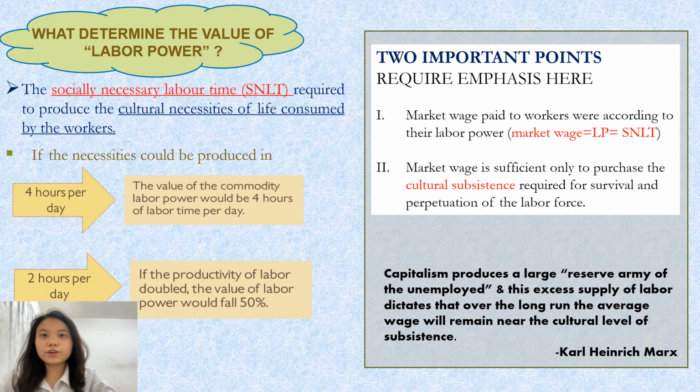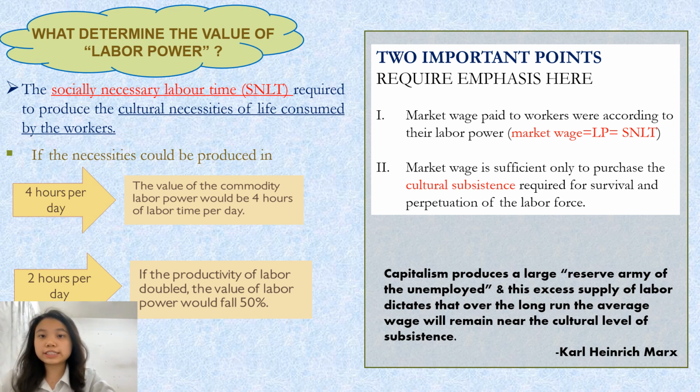What determines the value of labor power? The SNLT required to produce the cultural necessities of life consumed by the workers. If the necessities could be produced in 4 hours per day, the value of the commodity labor power would be 4 hours of labor time per day. If the necessities could be produced in 2 hours per day, productivity of labor doubles, and the value of labor power would fall 50%. There are two important points that require emphasis here.